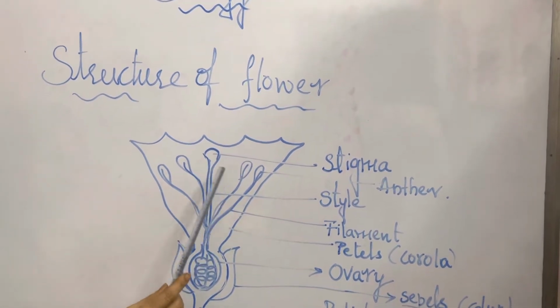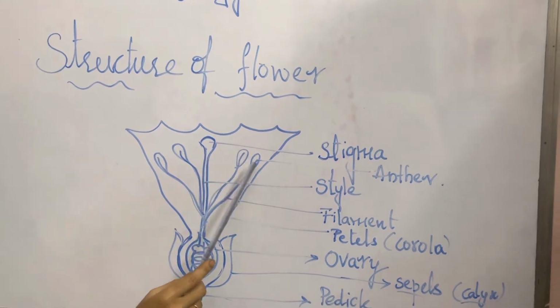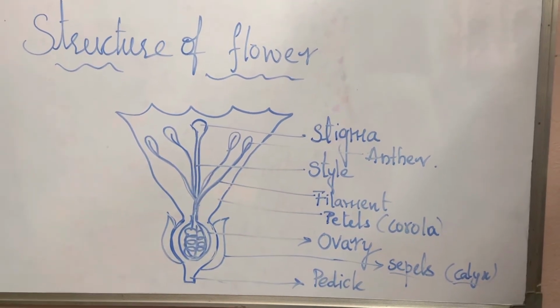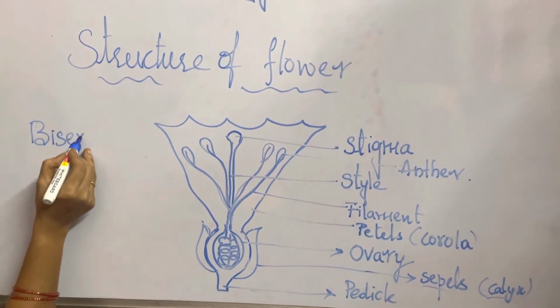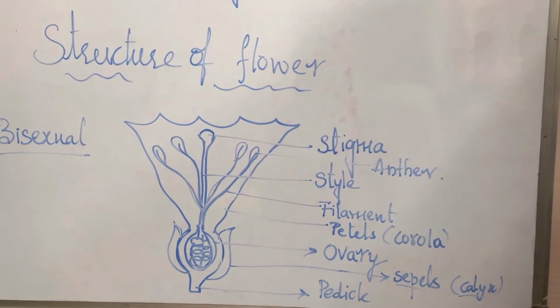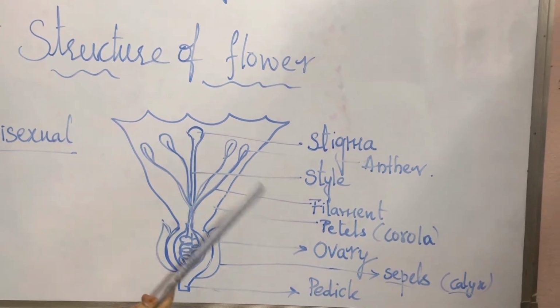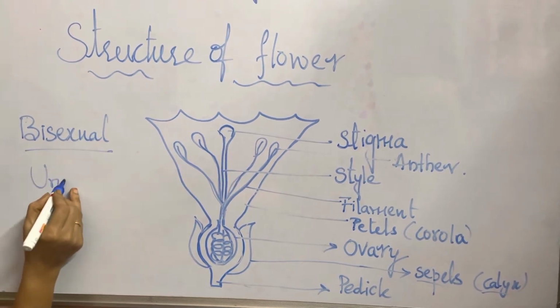If a flower possesses both male and female gametes in one flower, then it is termed a bisexual flower. The flower which possesses only either the male or the female gamete, either of any one, is termed a unisexual flower.